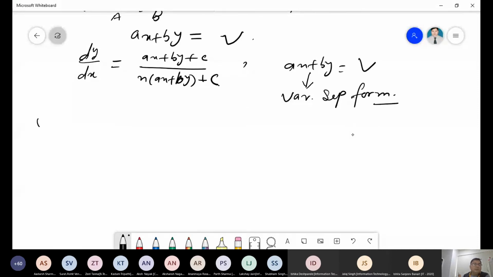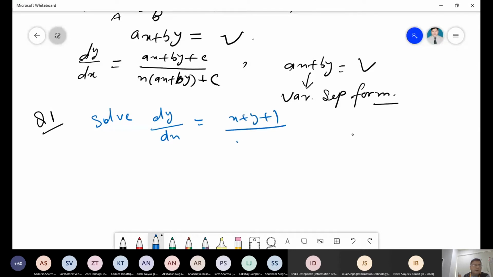Okay, the question is question number 1. The question is: solve dy by dx equal to x plus y plus 1 divided by 2x plus 2y plus 1.